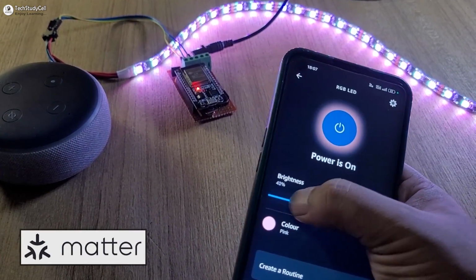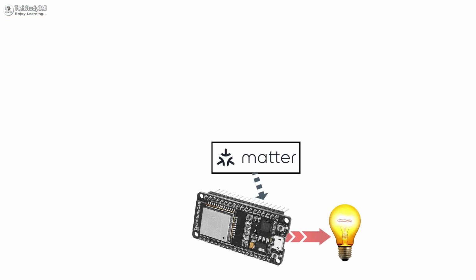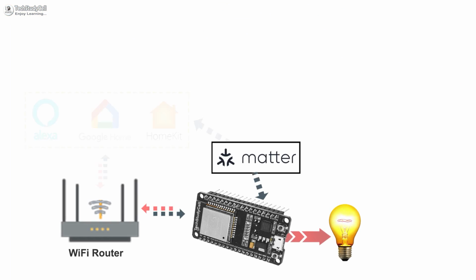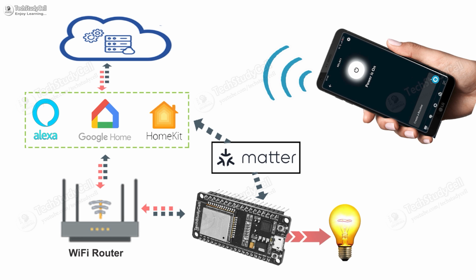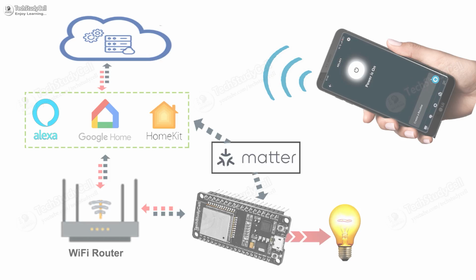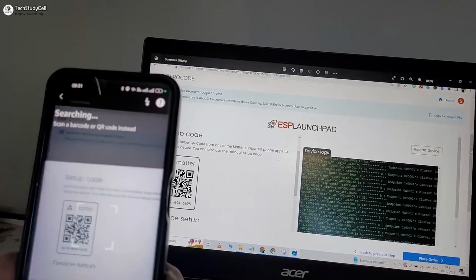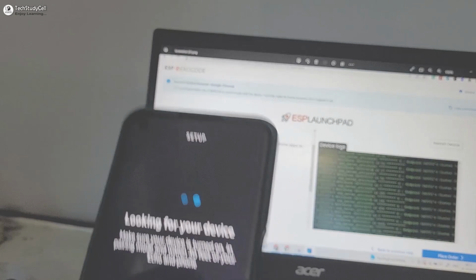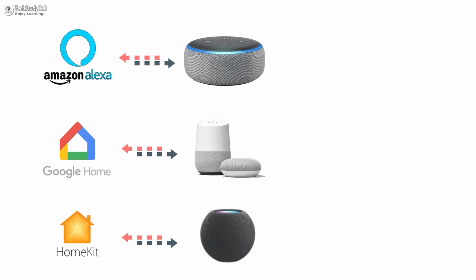In this video, we will use Matter protocol to control a LED strip with Alexa. Now using Matter protocol, you can control an IoT device with different IoT platforms like Amazon Alexa, Google Home, Apple, Samsung, etc. You just have to scan the Matter QR code to connect that IoT device with different IoT platforms. But here you must have a hub or gateway for that IoT platform.